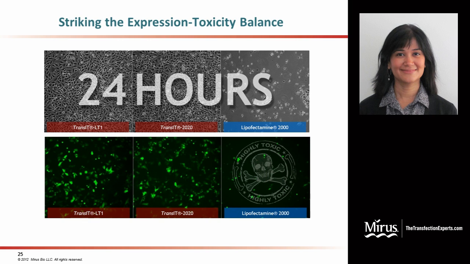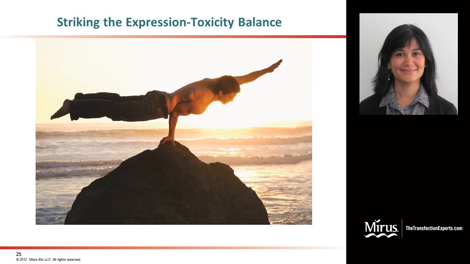This also correlates with the GFP expression profile, because the cells that are rounded up and shriveled, even though they might be expressing some GFP, are essentially lost during transfection. This drives home the point that striking the balance between expression and toxicity is really critical for your transfection experiments.